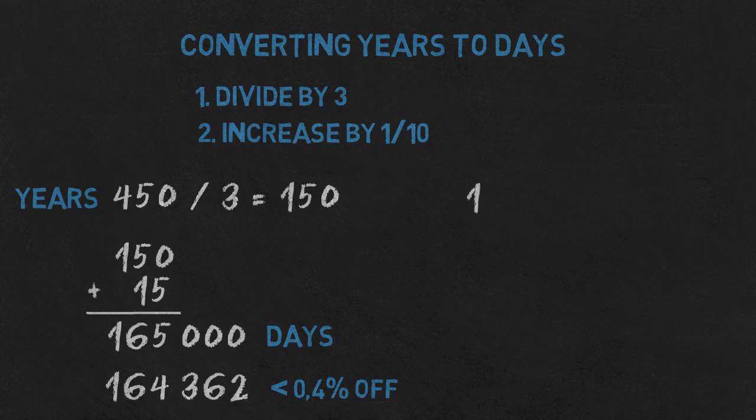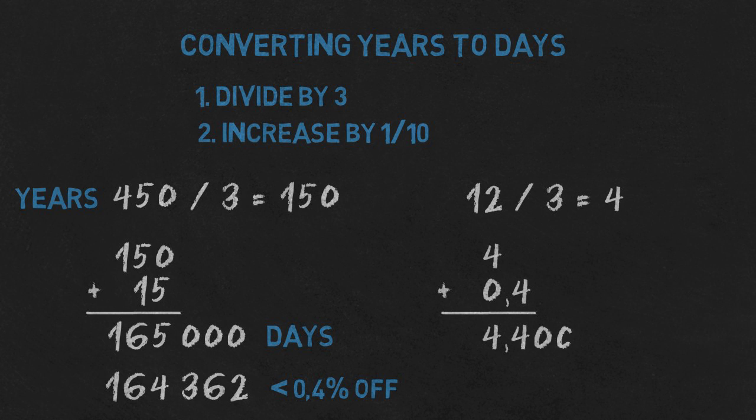12 years. How many days? 12 by 3 is 4. Add 1/10 and we get 4,400. So 12 years is around 4,400 days. Again, very close to the exact result.